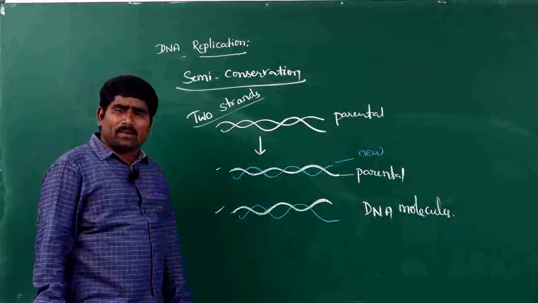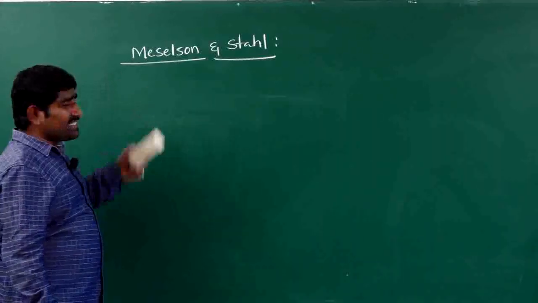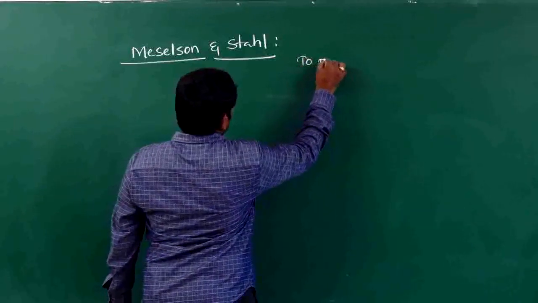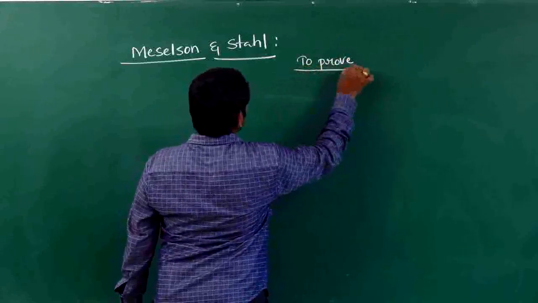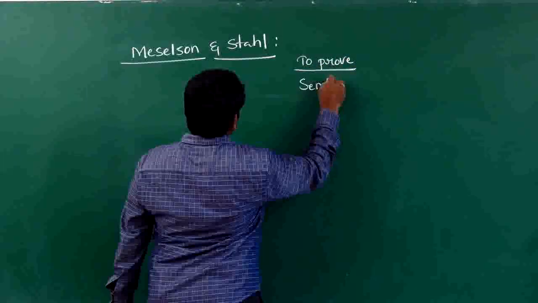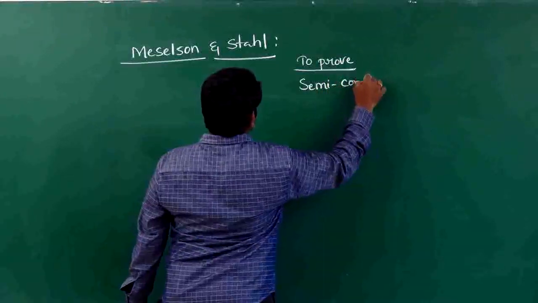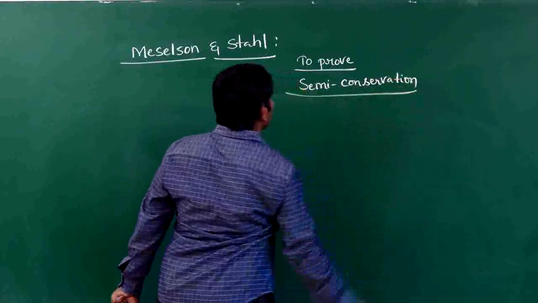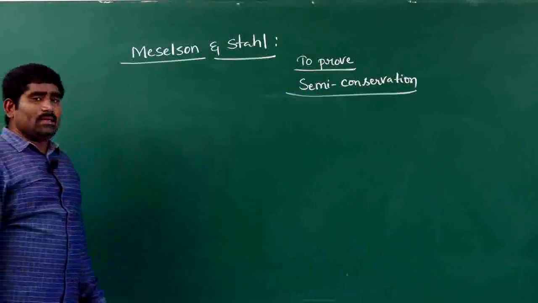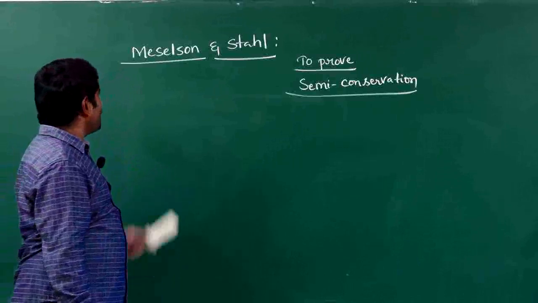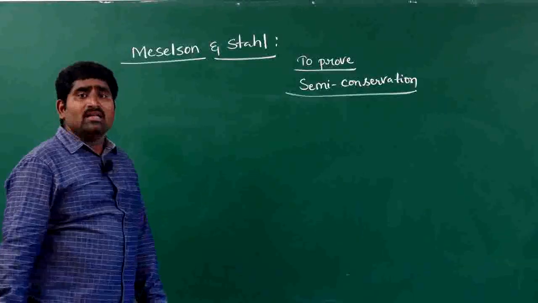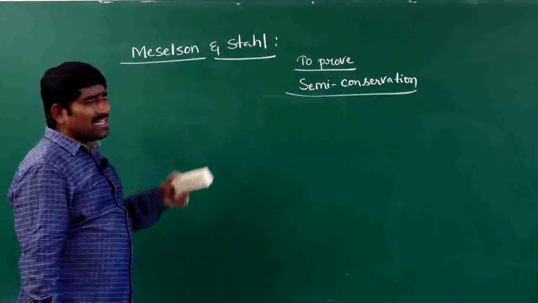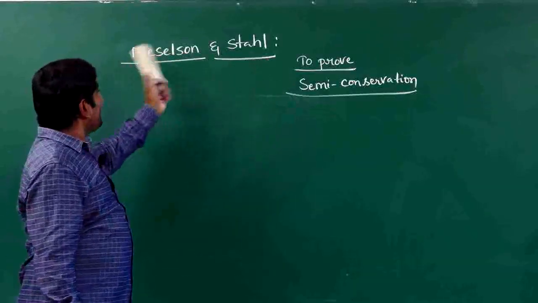So let us see an experiment for the semi-conservative method: the Meselson and Stahl experiment. What is the aim of this experiment? To prove that DNA replication takes place in the semi-conservative method. The semi-conservative method is the proper method for DNA replication, as shown by Meselson and Stahl. To prove this, they did this experiment.